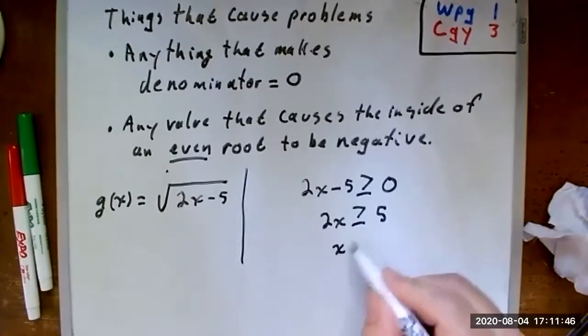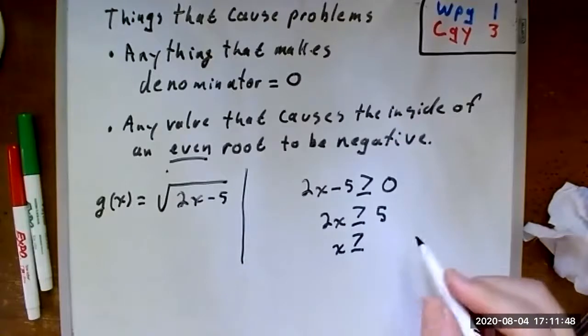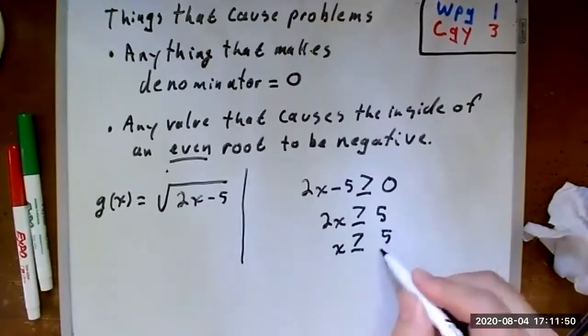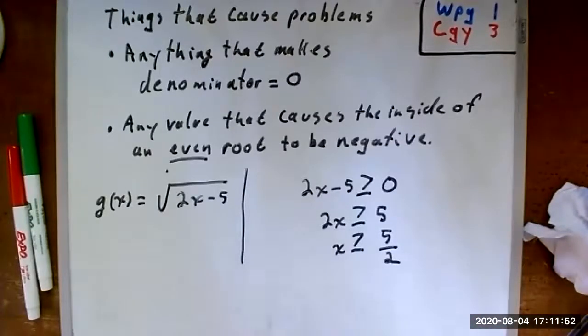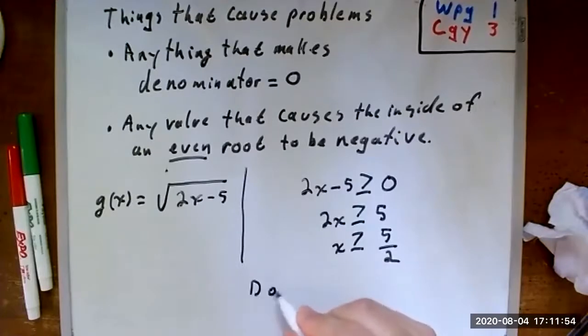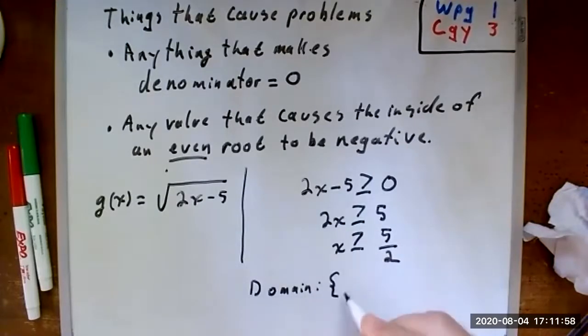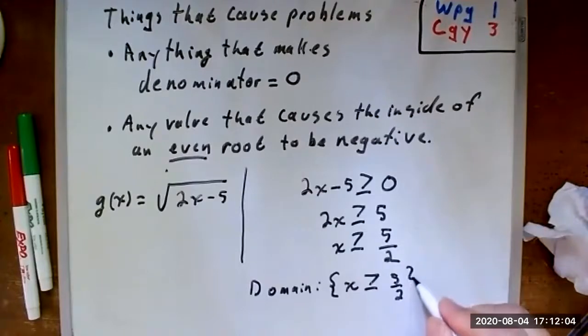Which means that 2x needs to be greater than or equal to 5, which means that x needs to be greater than or equal to 5 over 2. So then we can say that our domain will simply be x greater than or equal to 5 over 2.